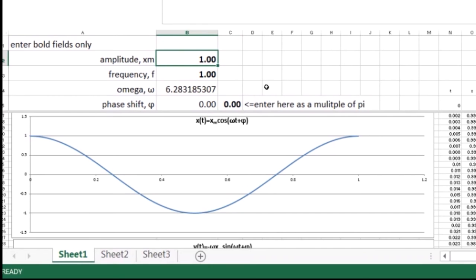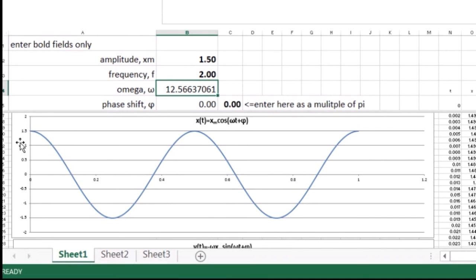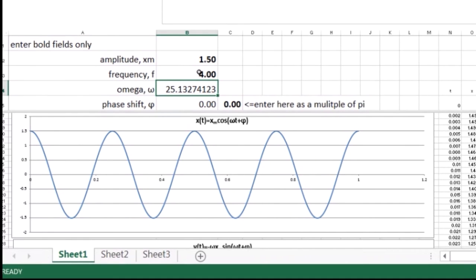So let's go ahead and just see how it changes if I change my amplitude to, say, 1.5. Okay, so you can see the amplitude of the wave changed to 1.5. I still have only 1 cycle per second, so my frequency is still 1. If I change that to 2, then you can see now in 1 second I have 2 cycles, or 2 oscillations per second. And of course, if I change that to some other number, let's try 4, there you go, I get 4 oscillations in 1 second time interval. Okay, so I'm going to put this back to 1.